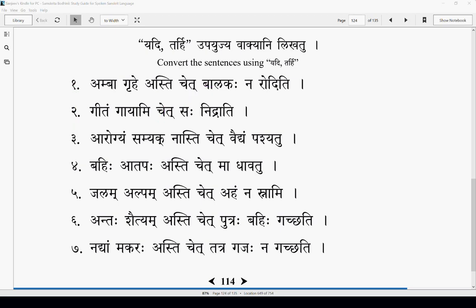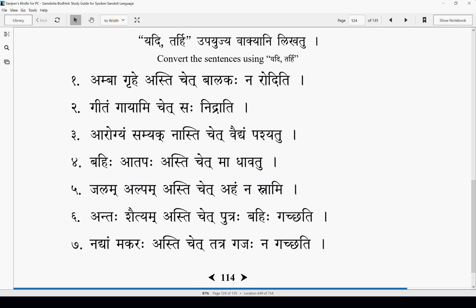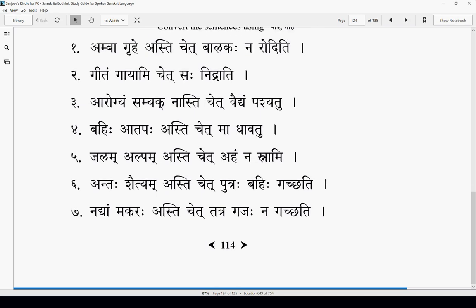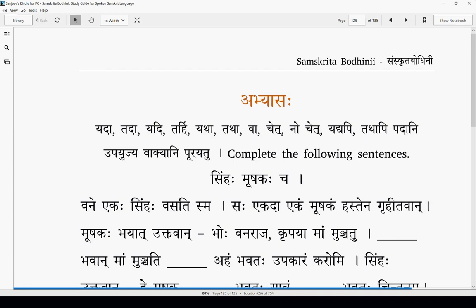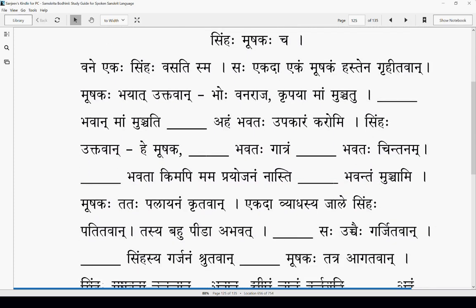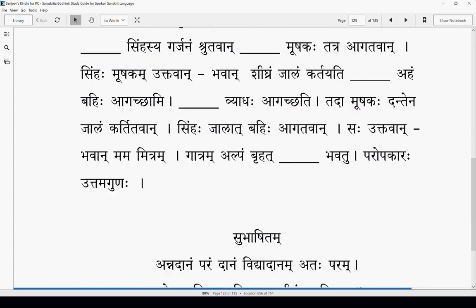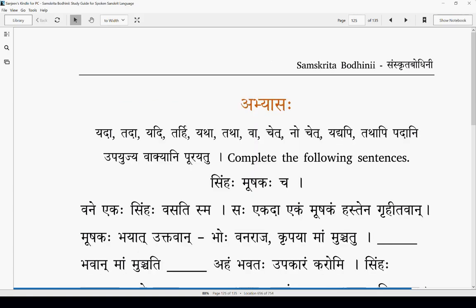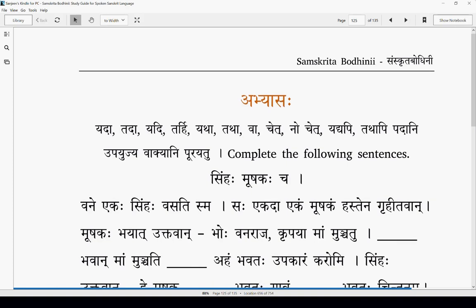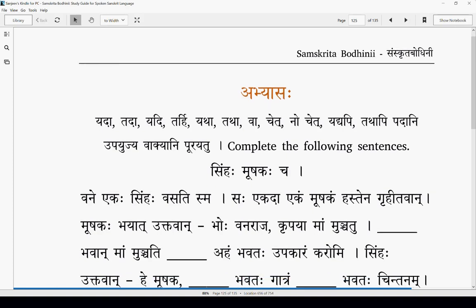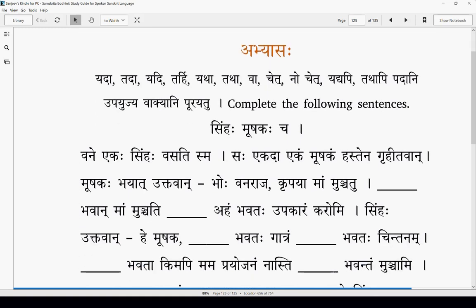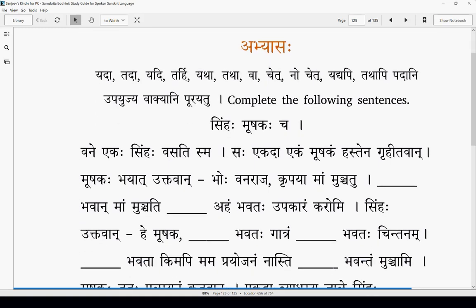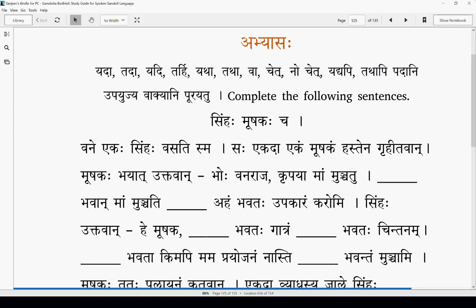I'm going to complete this. All right, so this is the last page in the book, I think. And some word meanings in that, okay. So here there is a short story, yada tada yadi tarhi, using this complete the story. So we'll complete this now.